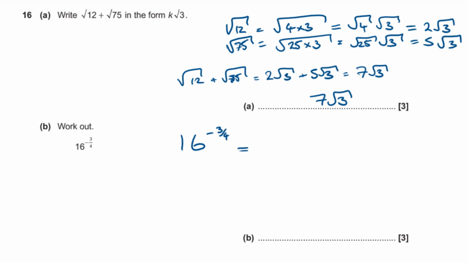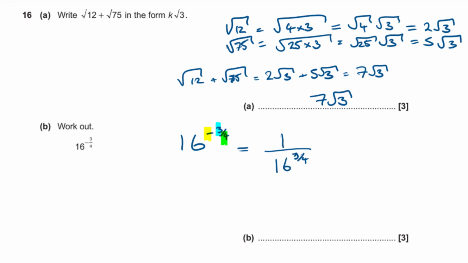But I take each one of these as 3 separate steps. So I've got a negative sign, I've got a denominator, and I've got a numerator. And I'm going to deal with them as 3 separate operations. Okay, so first off, the negative sign. A negative index means 1 over that thing. So rather than having 16 to the power of negative 3/4, I'm going to deal with the minus sign and say that's the same thing as 1 over 16 to the power of 3/4.